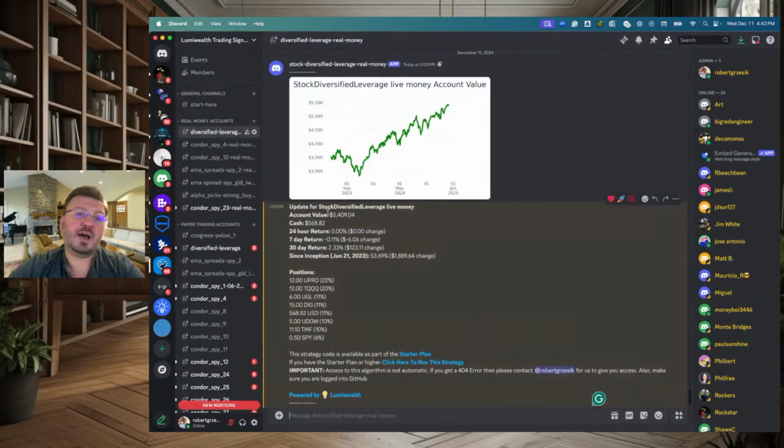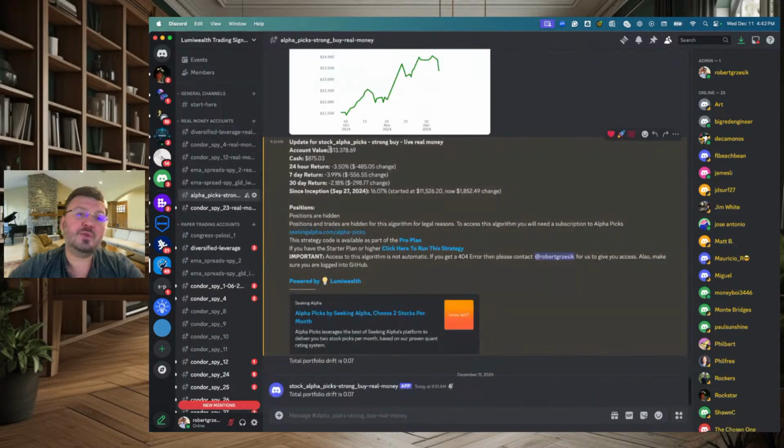I have $5,500 in Diversified Leverage, and I have about $13,500 to $14,000 in Alpha Picks. And I'm planning actually to put a lot more into this. This is one of my favorites. Alpha Picks has been performing very, very well with pretty decent risk metrics as well. I'm planning to put maybe another $100,000 into this very shortly. I'm just waiting for money to be moved around. It's taking quite a bit of time to move money around. But once that money gets moved over, I'm going to be putting about another $100,000 into this bot specifically.